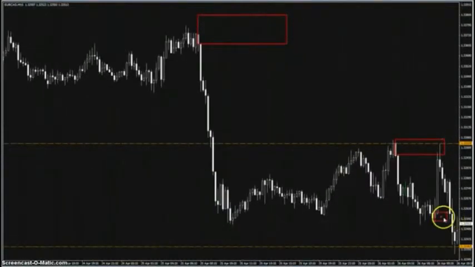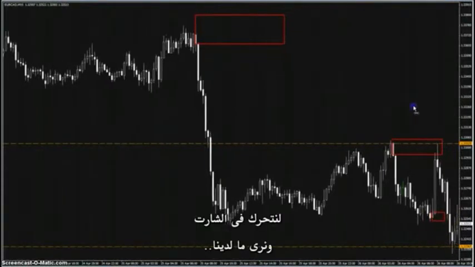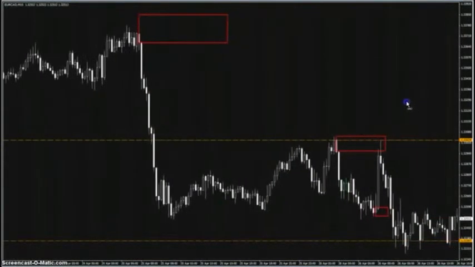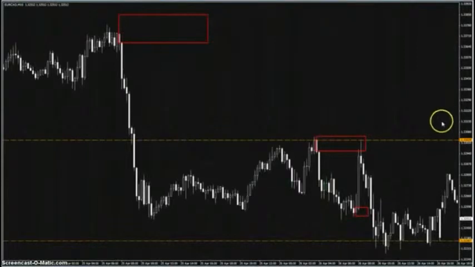All right, so the target was hit, and so I would have gotten out right here. That's a good trade. Now let's just keep going further here, see what we see. Okay, so here's another demand level that formed right here.